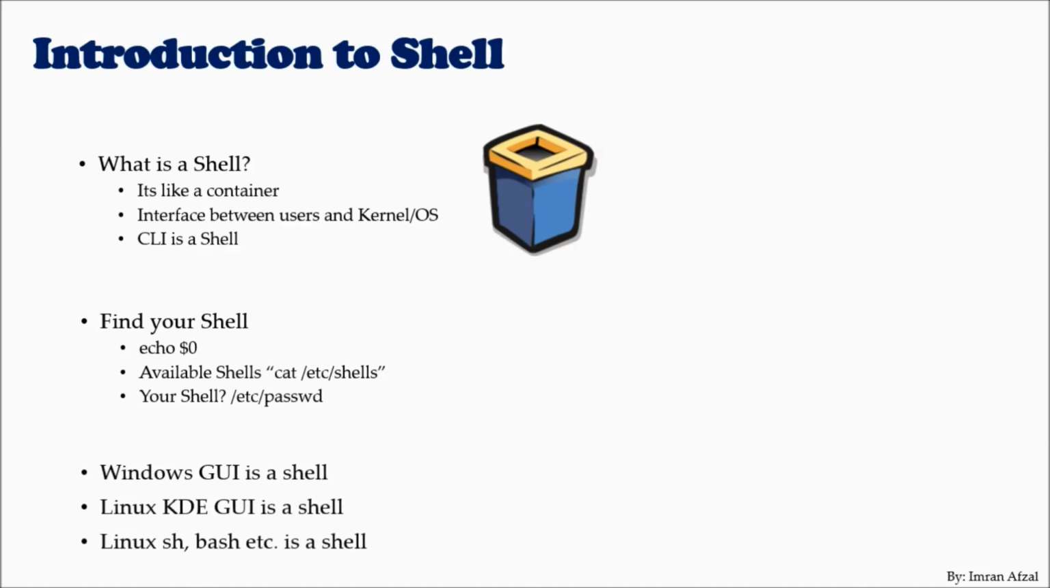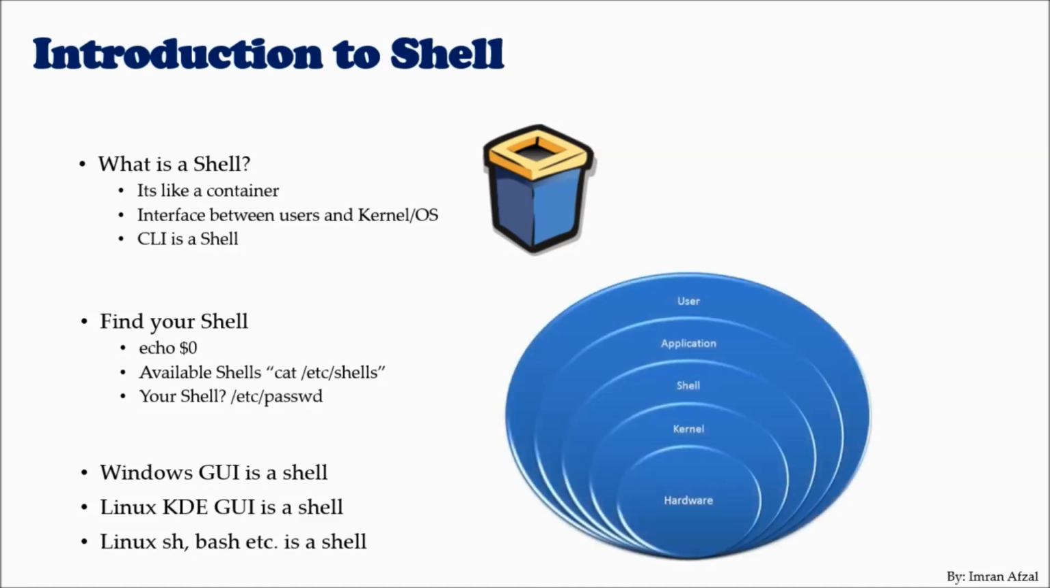In Windows, GUI is a shell. In Linux, KDE GUI is a shell. In Linux, sh, which is shell, bash, etc. All these are the shells that are provided to a user. Again, looking at this diagram, we are second from the top. You'll see the application talks to the shell, and then shell talks to kernel, and kernel is the one that is telling hardware what to do.